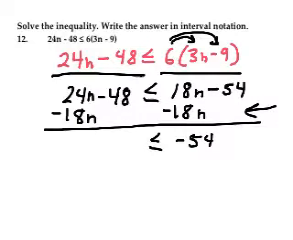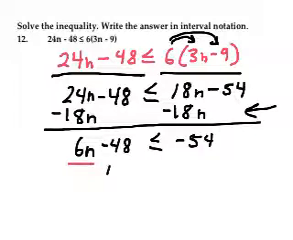Okay, 18 from 24 is 6, so we have positive 6n. 24 is bigger than the 18, and the 18 is negative, but the 24 is positive, so we keep the positive sign. And then negative 48. Okay, so now we want to get the 6n alone, so we'll add 48, the opposite of negative 48, to both sides.